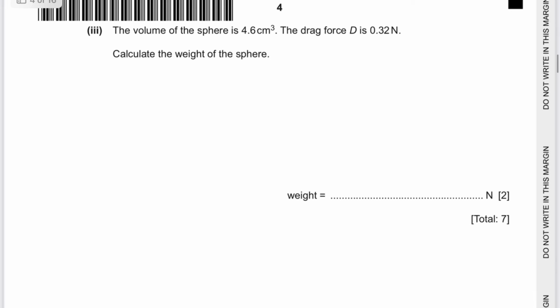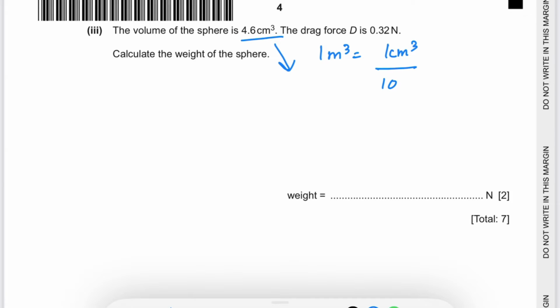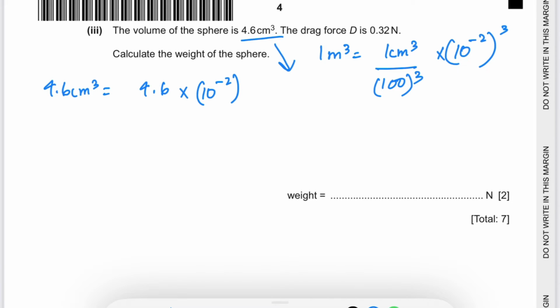The volume of the sphere is 4.6 centimeter cube. Okay, let's just straight away convert this to meter cube, where 1 meter cube is equal to 1 cm cube divided by 100 cubed, or multiplied by 10 raised to negative 2 cubed. So 4.6 cm cube is equal to 4.6 times 10 raised to negative 2 cubed meter cube.